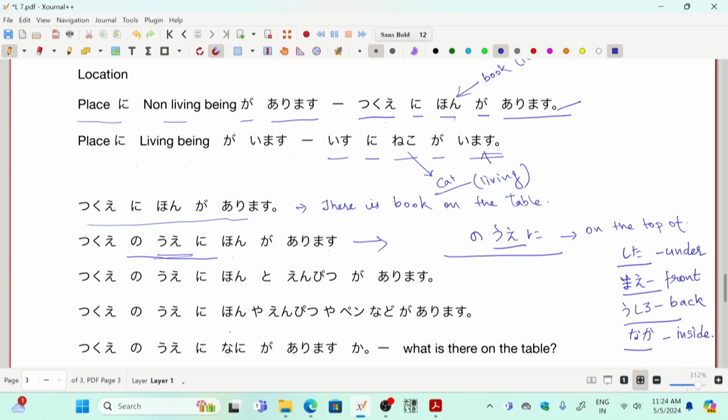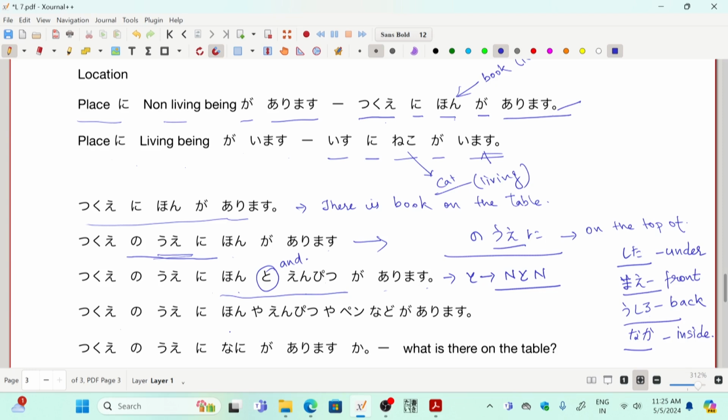Now if we stretch, okay, that there is book and then there is a pencil. So enpitsu is pencil. Tsukue no ue ni hon to enpitsu ga arimasu. This to represents and. So to is to add nouns. Noun to noun.